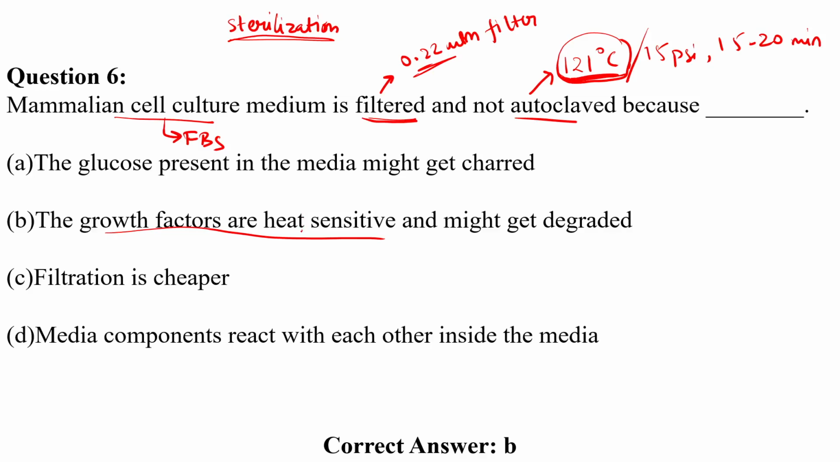For bacterial cell culture medium, we generally use the autoclaving process because the components added to the medium are generally not heat sensitive. For some bacterial cell culture media also, we prefer filtration over autoclaving. Like some of the minimal salt media, we have different salts. When we heat them and cool them, sometimes some of the salts precipitate. So it's better to filter sterilize it than autoclave it.